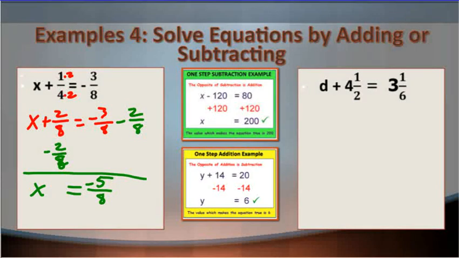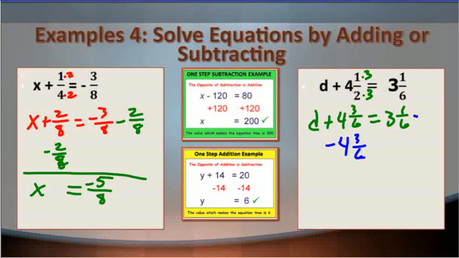On the right-hand side, we need common denominators. So I can rewrite this. So 1/2 and 6 would be multiplied by 3/3. So I end up with d plus 4 and 3/6 equals 3 and 1/6. The opposite of adding 4 and 3/6 is subtracting 4 and 3/6. So I subtract 4 and 3/6.